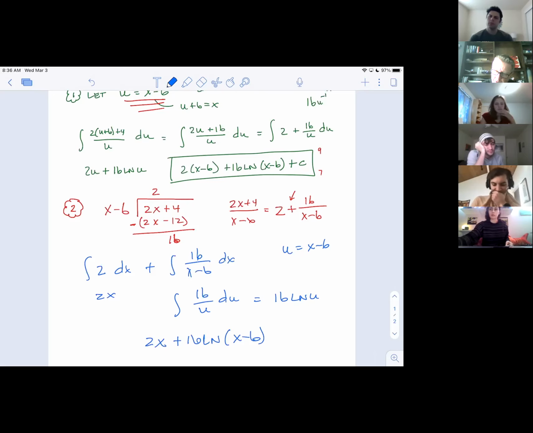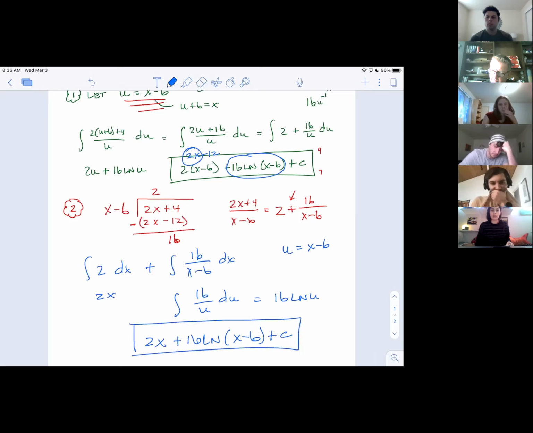Do you agree this one is actually 2x minus 12? So I got the 2x and I got the 16, but where's the minus 12? I didn't do anything wrong. It's the fact that there's plus a constant on the end of this. So that constant accounts for the 12, if you will.